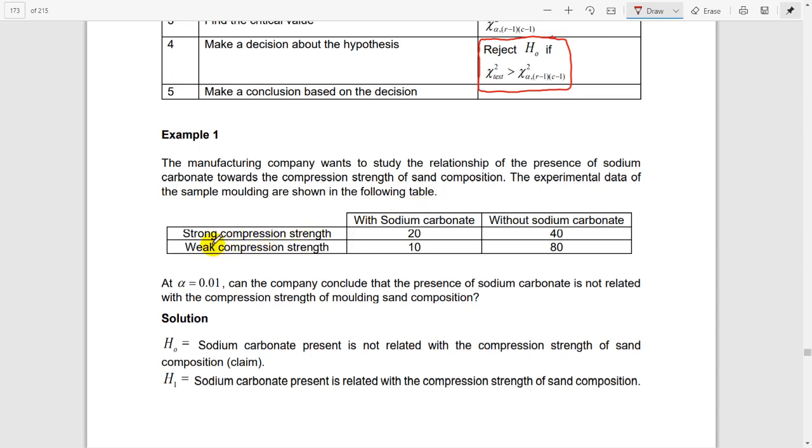So we have two variables. One, the presence of sodium carbonate, towards the compression strength. Here we know X is the sodium carbonate and Y is the compression strength. We want to see the relationship, whether Y is influenced by X or not, independent or not. So you have this table. At alpha 0.01, can the company conclude that the presence is not related with the compression strength of molding and sand composition?